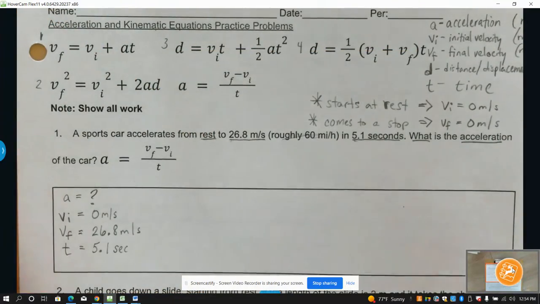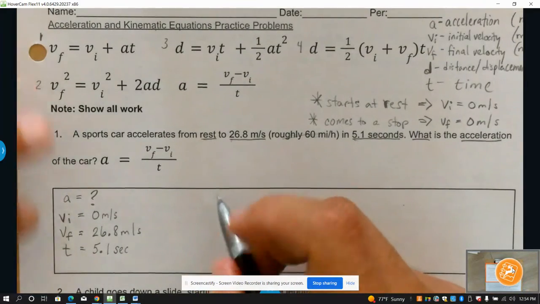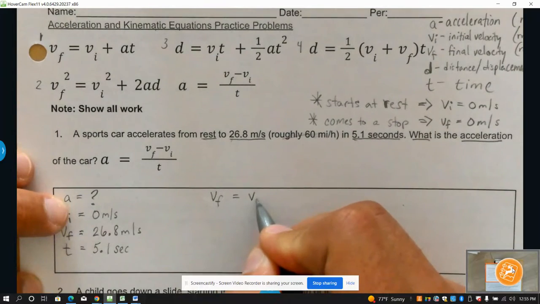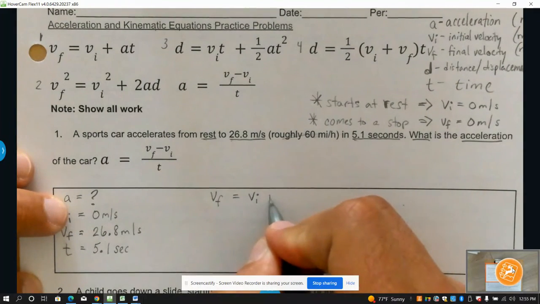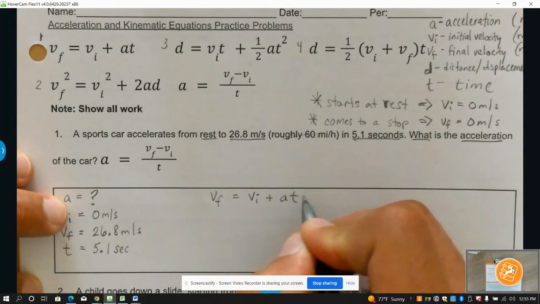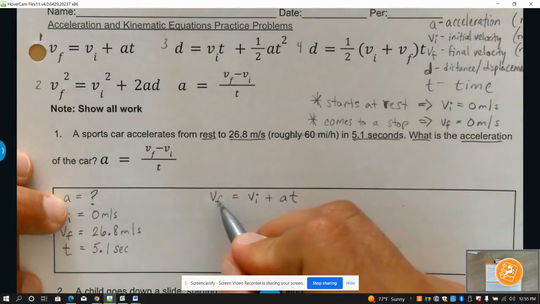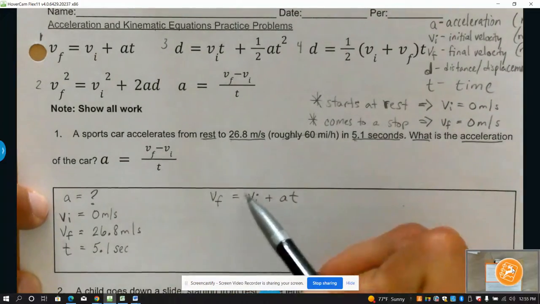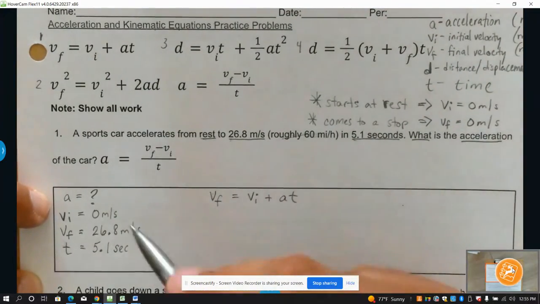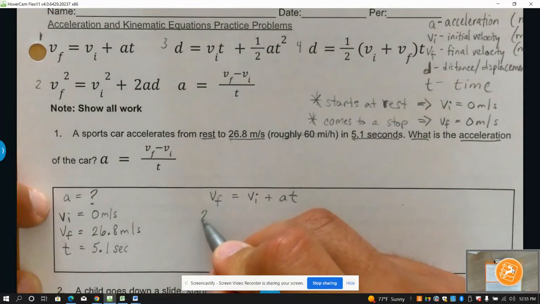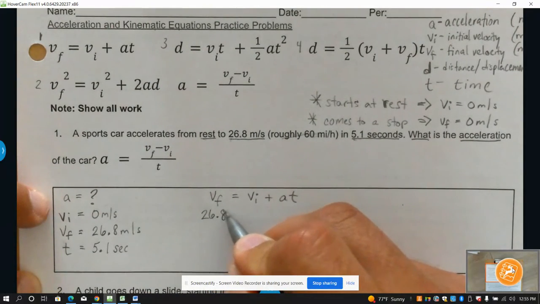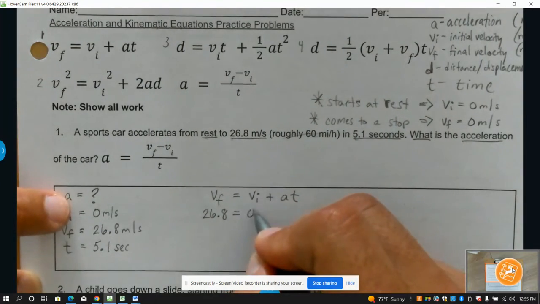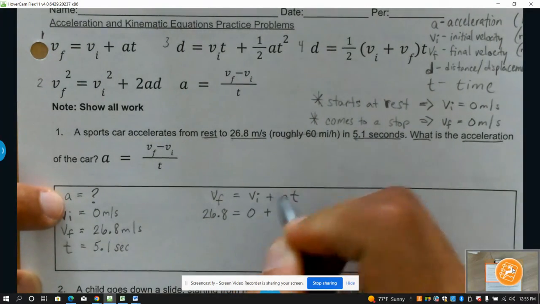So I can show it like this. If you wrote it out, VF is equal to VI plus AT. And then once you know what equation you're using, you're going to put those numbers in the correct spots. So my VF I have is 26.8, equals initial velocity is 0. Bring down your plus sign.